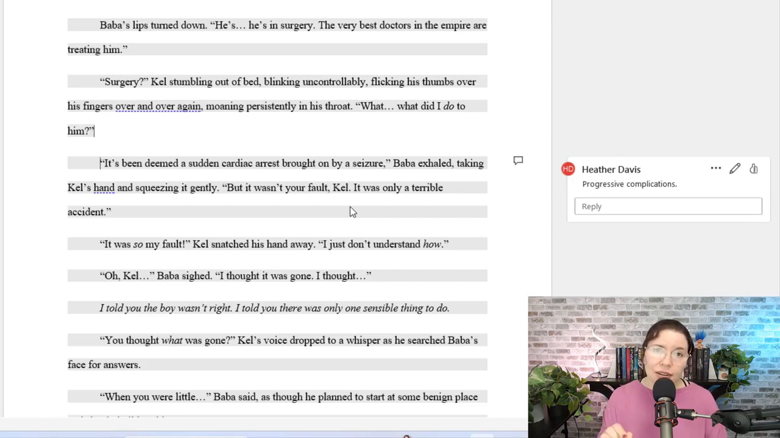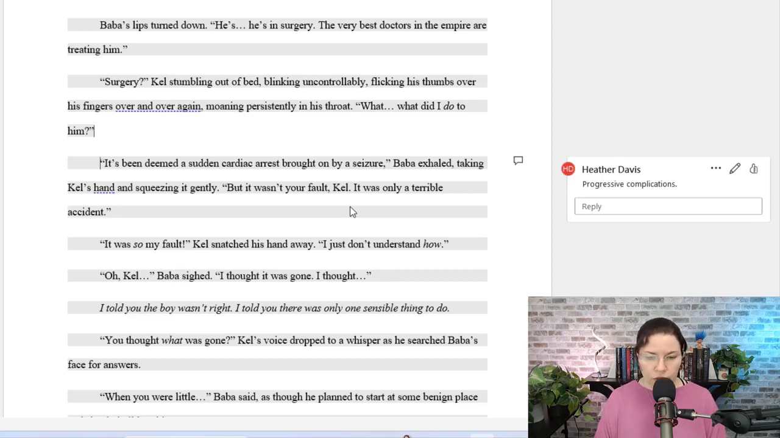What's in italics there, what I just read, was actually something that Kel's uncle Merrick said after Elistar collapsed. So now Kel is starting to think back, so I'm bringing in his backstory. He's starting to think back and he's putting the puzzle pieces together: wait, Baba thought what went away? Wait, Uncle Merrick said something was wrong with me. Okay. So he's starting to piece these things together, and I'm just allowing him to do it on the page so the reader can see it and experience it.